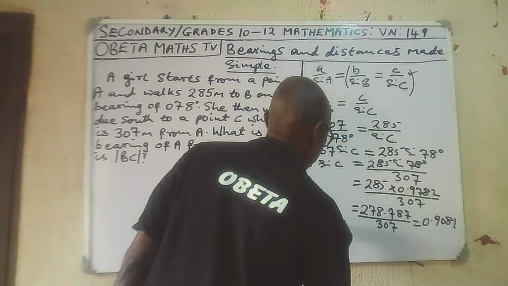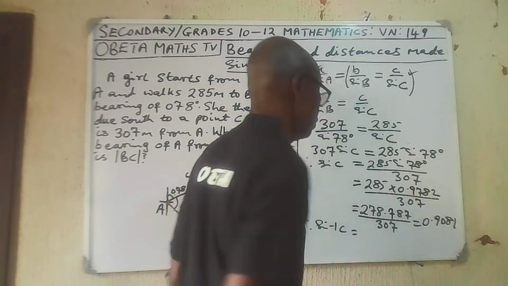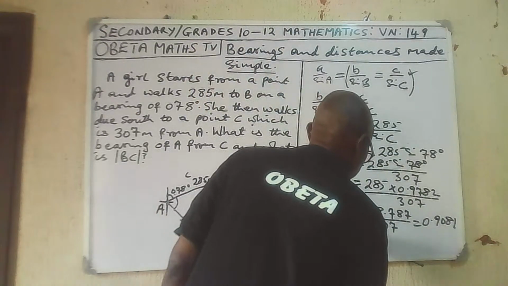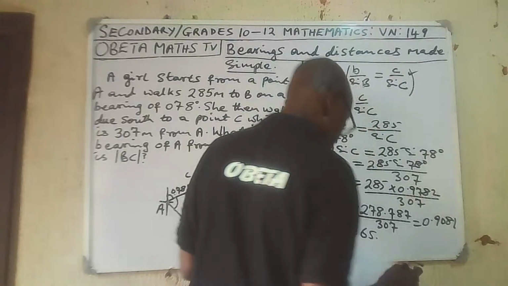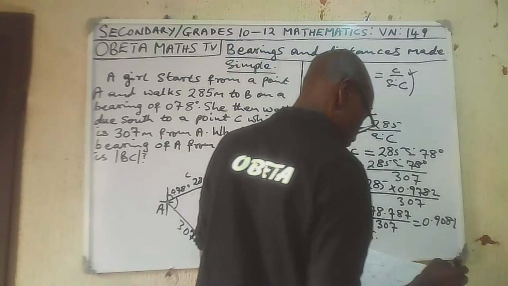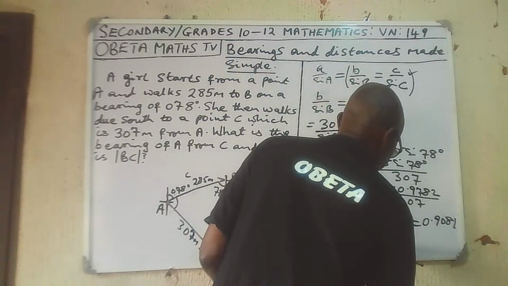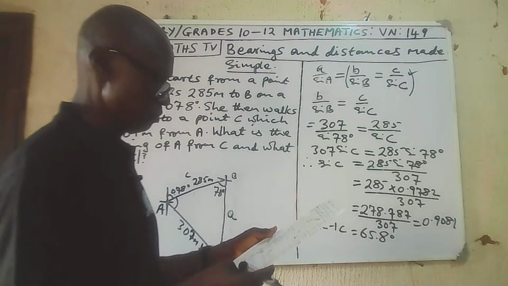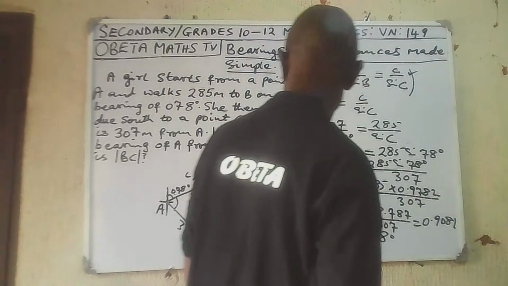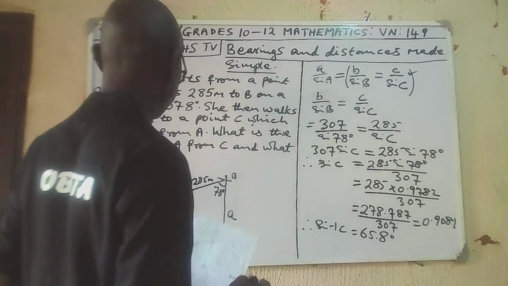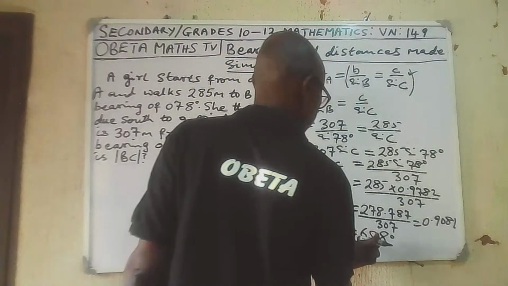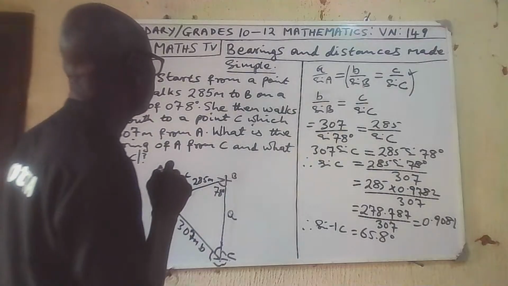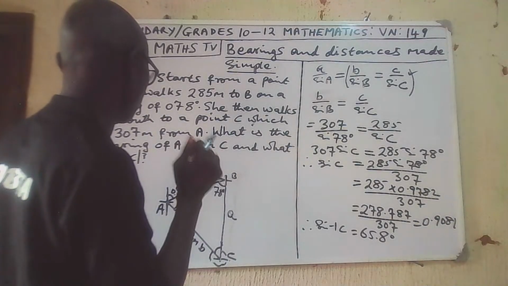Therefore, sine inverse C is equal to, you go to the table again or calculator and check this, and that will give us 65.8 degrees approximately. Then we have succeeded in getting the value of C, but we are looking for the bearing of A from C.